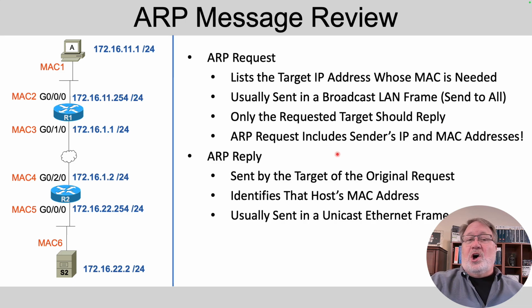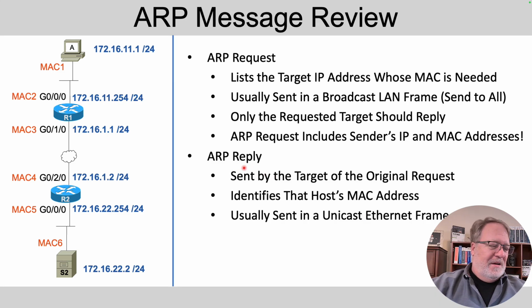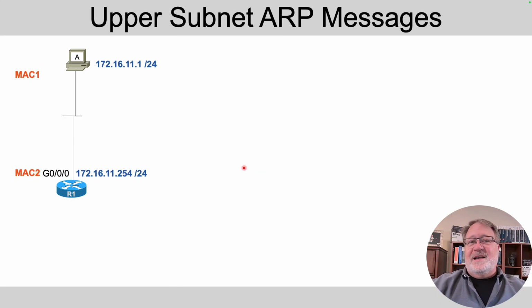Now that ARP request also includes the sending device's, the sender's, IP and MAC address. And those are some of the subtleties that I'd be listening for if I was interviewing someone. Now, the ARP reply that's sent back, it's sent by the original target, the target of that original request. It identifies that original target's IP and MAC address, but that one's usually sent as a unicast Ethernet frame sent back to the original sender, so only that device learns in the ARP reply. All right, so those are the generic rules. Let's see how they apply in this case.